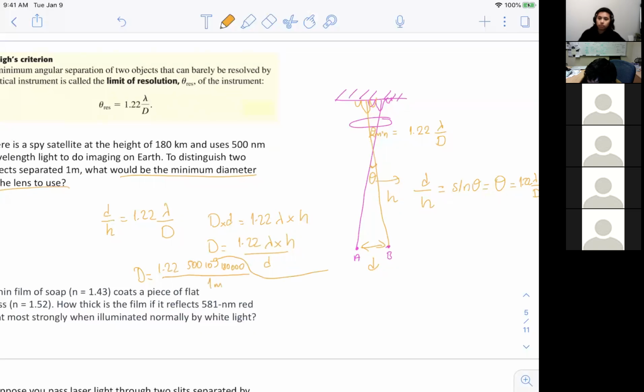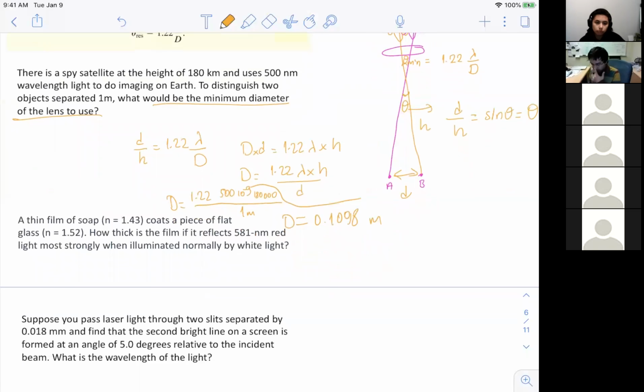From this, capital D is going to be... Actually, I did this calculation. 1.22 times 500 times 180, and it's going to be 0.1098 meters. So that's the diameter of the lens you need to use.